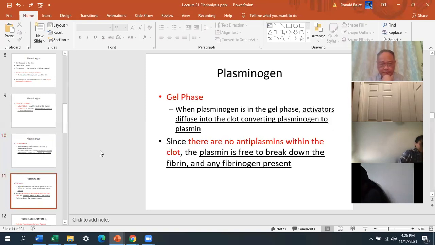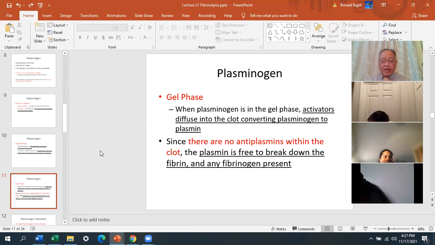In the gel phase, when plasminogen is in the gel phase, activators diffuse into the clot, converting plasminogen to plasmin. Okay, so the activators will diffuse into the clot. Remember, the fibrin clot is what is being attacked. Since there are no antiplasmins within the clot, plasmin is free to break down the fibrin and any fibrinogen present. Okay, so there are no antiplasmins within the clot.